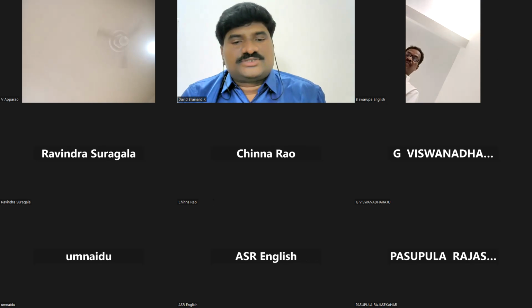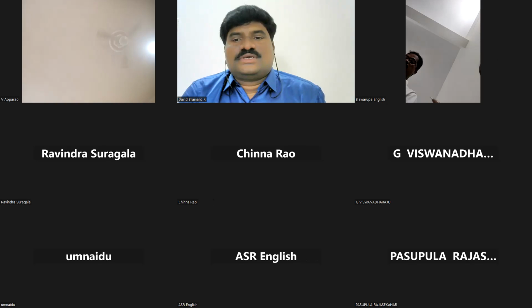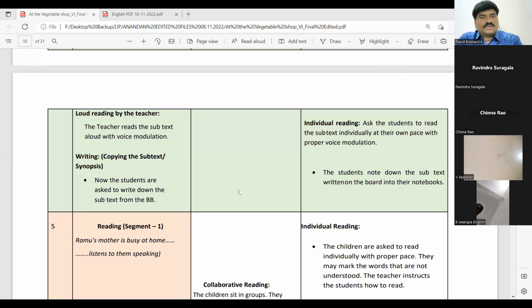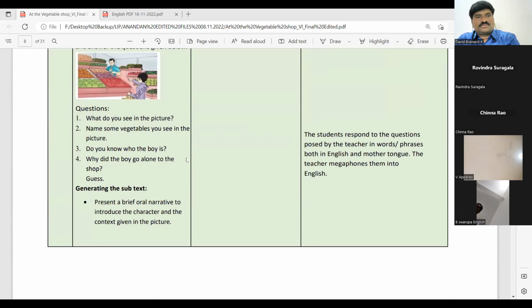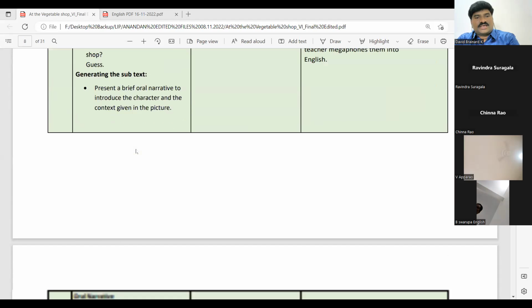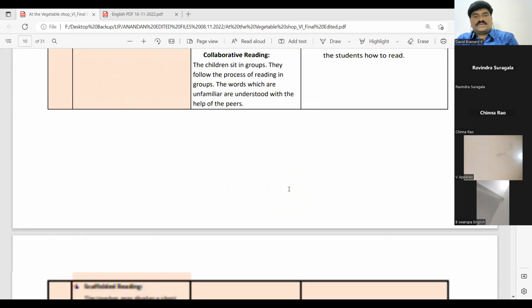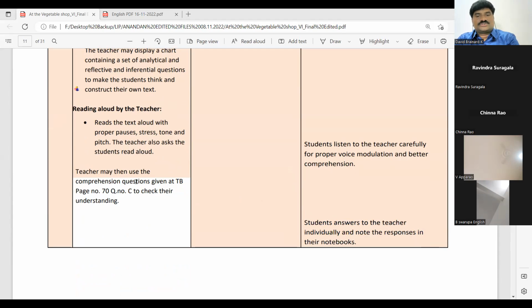Reading part is very, very special because this time we have incorporated picture reading before each segment. I'll try to share the lesson plan now. Look at this one, sir. Reading segment 1 has got picture interaction first. After that, there is the reading segment, which goes with individual reading, collaborative reading, and then scaffolded reading. And finally, reading aloud by the teacher. There'll be some comprehension questions towards the end.